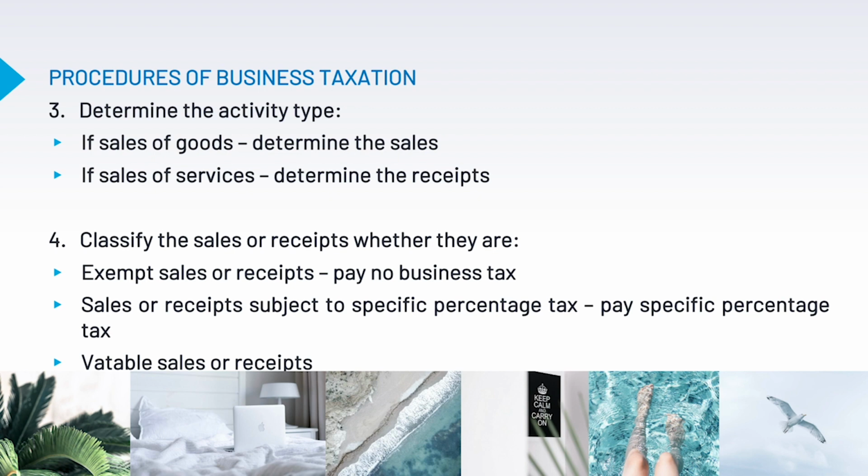Okay? And number 3, vatable sales or receipts. Okay? Second to the last in our discussion: determine taxpayer registration type.